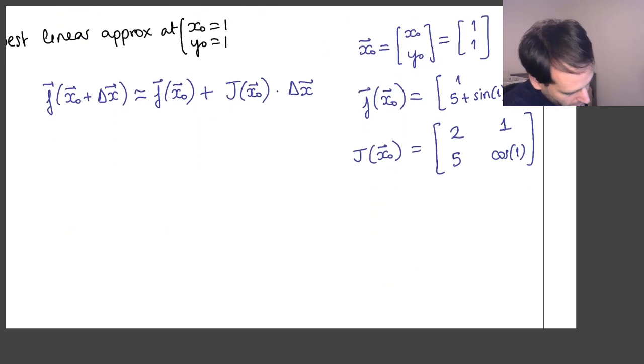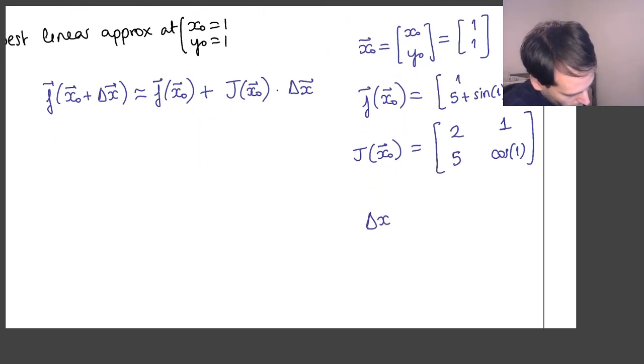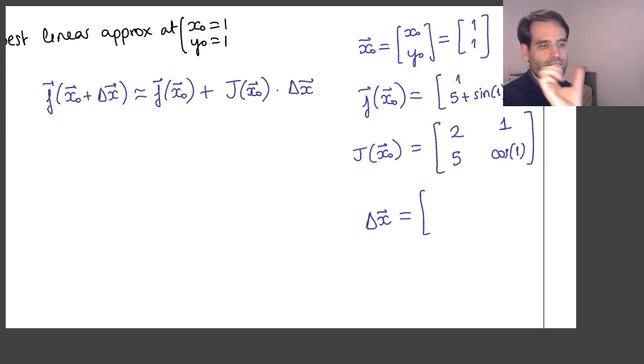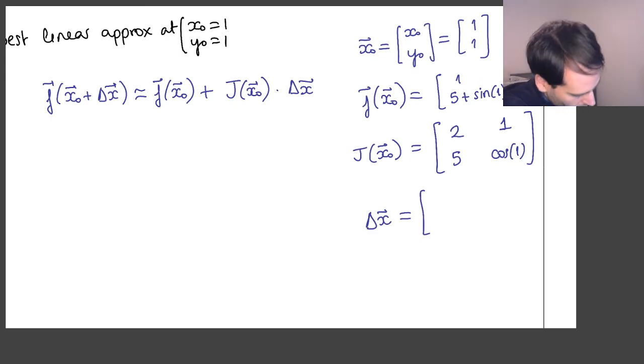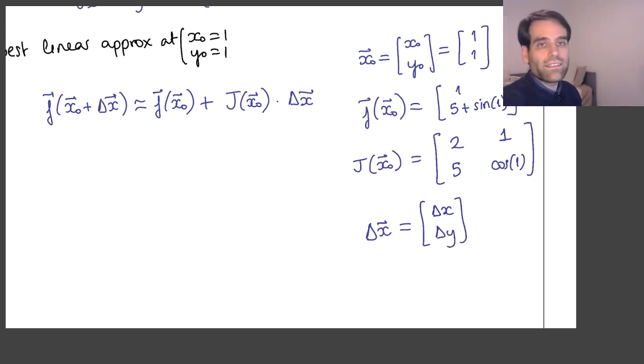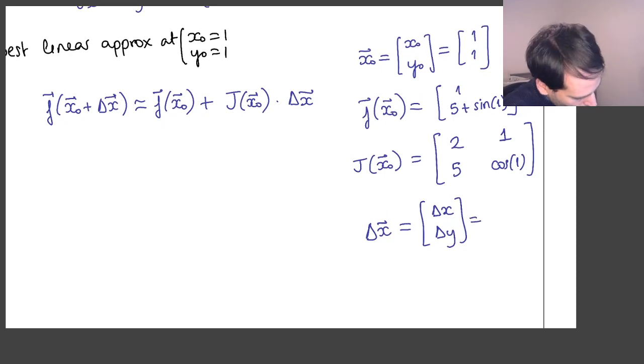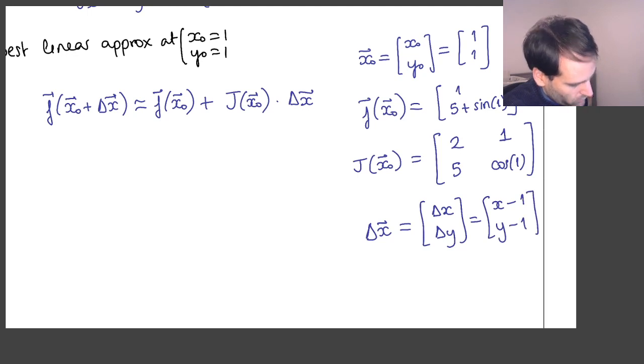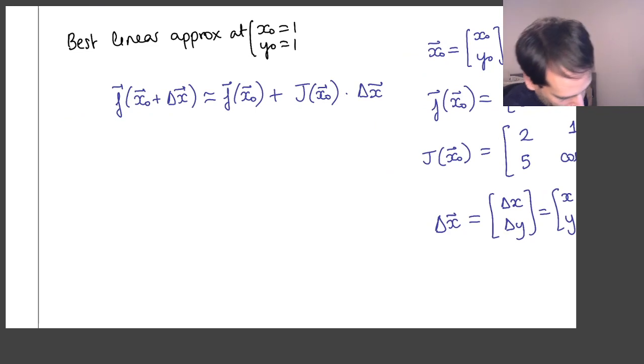And finally, what is delta x vector? So delta x vector is actually the vector which contains the changes in all of the variables. So this is delta x and delta y. Okay, which, if you want to write it in terms of x, this will be equal to x minus x0, so x minus 1, and y minus y0, so y minus 1. Okay, so now we can substitute here.